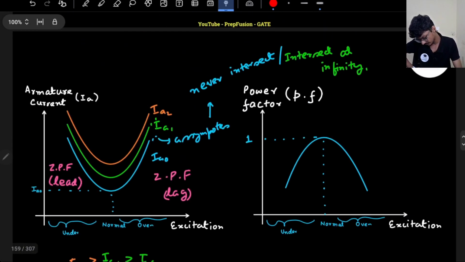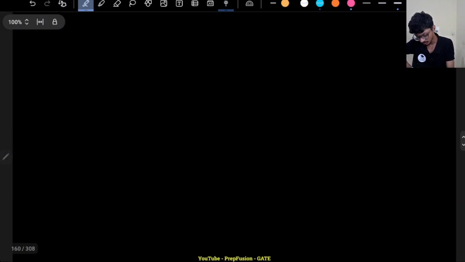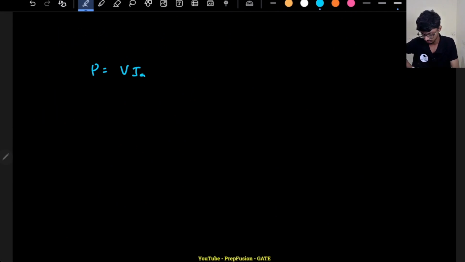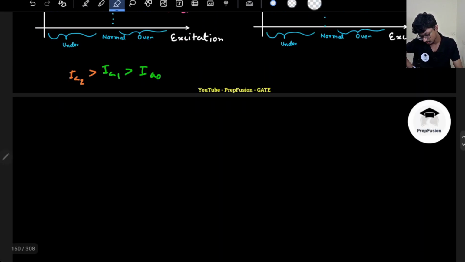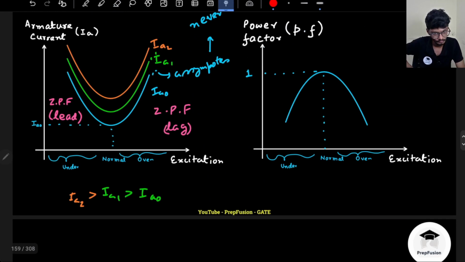So if I tell you that at unity power factor, what is the power? Power at unity power factor is V into Ia, and cos theta is 1. So if I am increasing the load current, then the power will increase, right? But of course, that power needs to be constant. So we cannot increase the load current at unity power factor, otherwise power will go high. That is not the condition. This is the graph basically. These are the graphs. So this is the V curve and this is the inverted V curve. That's it. I hope you have understood this basic point.